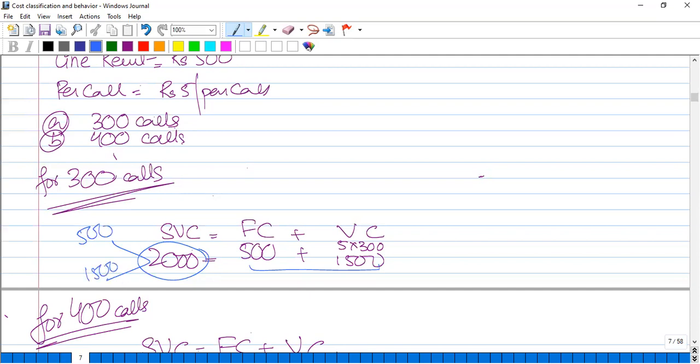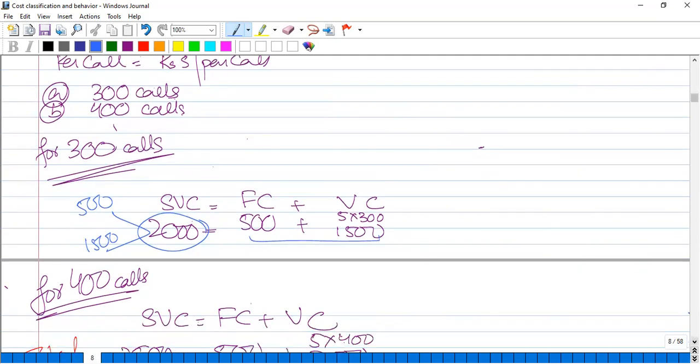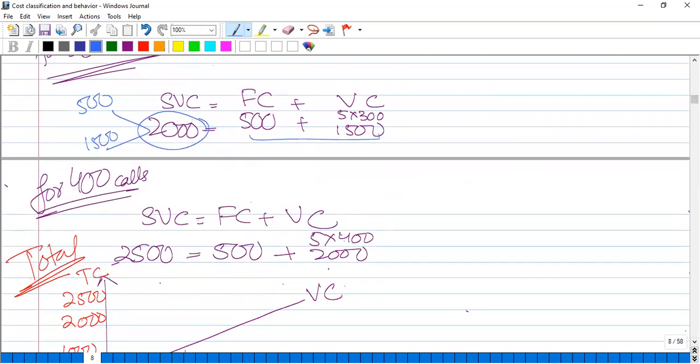Now we will do the same calculation for 400 calls. Again, I have written the formula here. Semi-variable cost is equal to fixed cost plus variable cost. Again, the fixed cost remains the same, as I told you that fixed cost remains constant at all activity levels. So if I have done 300 calls, my fixed cost would be 500. If I have done 400 calls, my fixed cost would be 500. Same. If I have done 100 calls, my fixed cost would be the same, 500. Now in this question, I have done 400 calls.